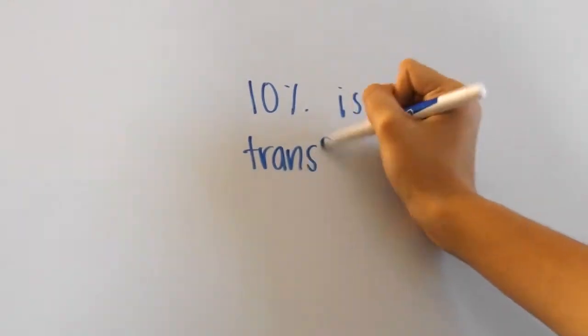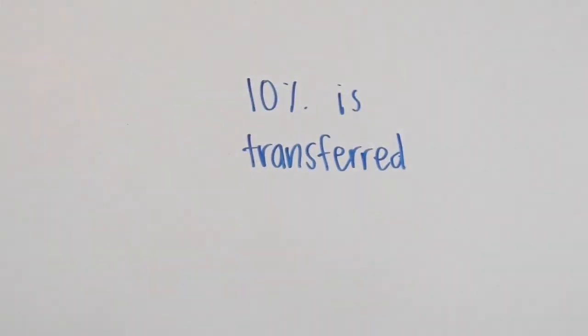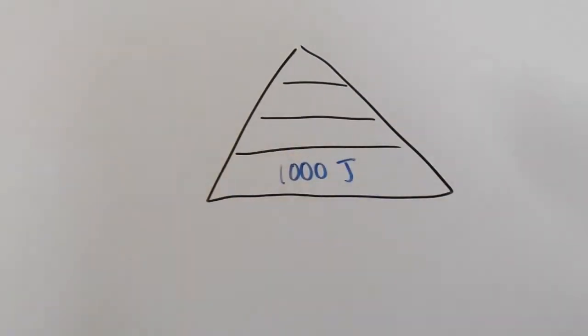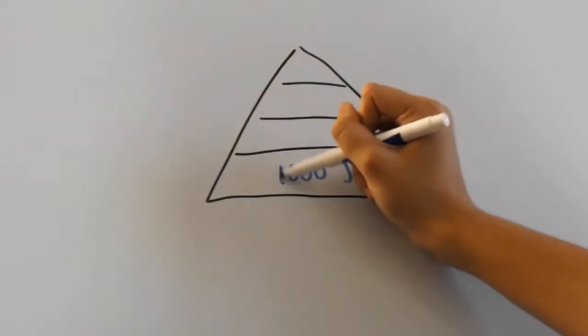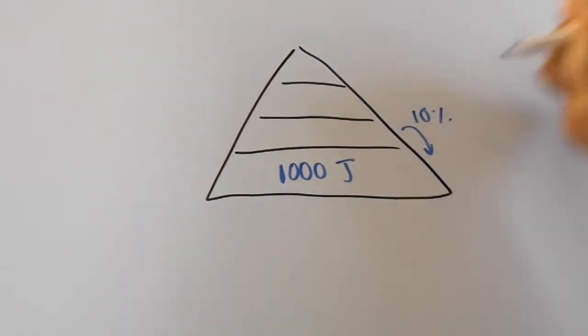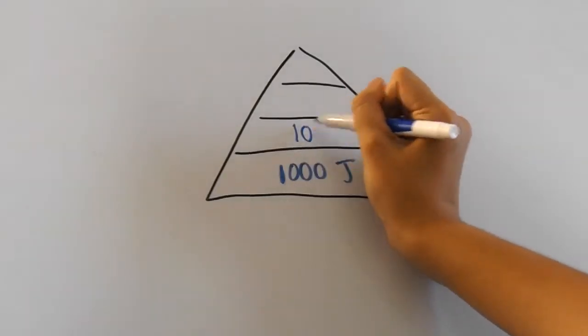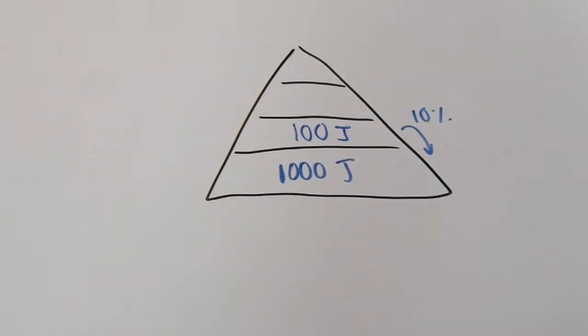An important idea to keep in mind is that about 10% of the energy is transferred from each trophic level to another. Let's say that we start with 1000 joules of energy in the primary producer level. Well, a primary consumer is going to eat up the plant, but the consumer is only getting 10% of what the plant has total. So there's only 100 joules at the primary consumer level.